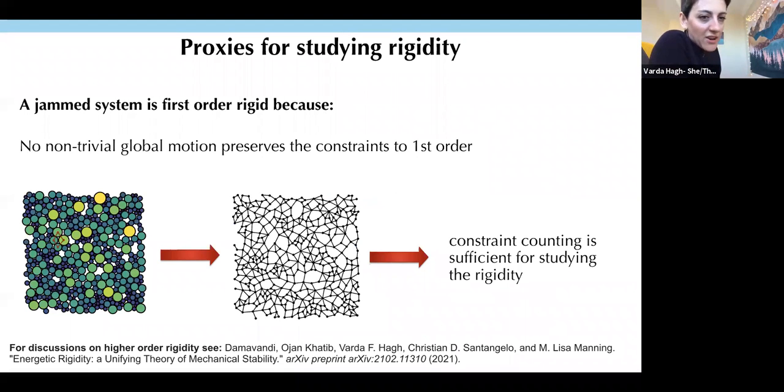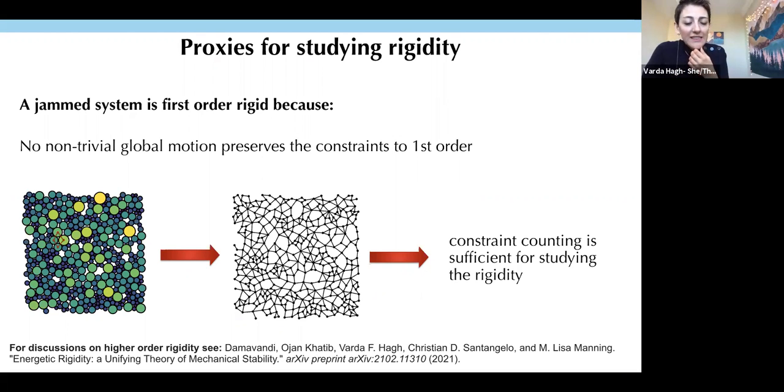Jammed packings are first order rigid. And I'm telling you this because everything I will be showing you today, all the results, are true for systems that are first order rigid. What we mean by first order is that the non-trivial global motions, the movements of the nodes or the particles in the system, do not preserve the constraints, but only to the first order.